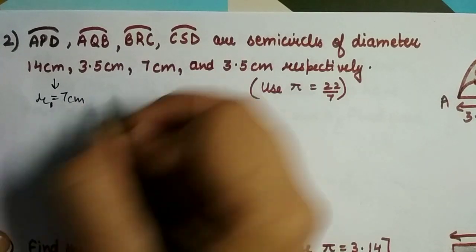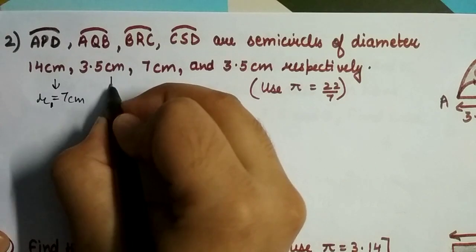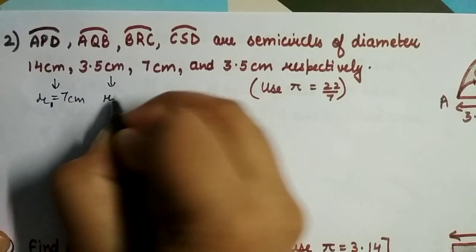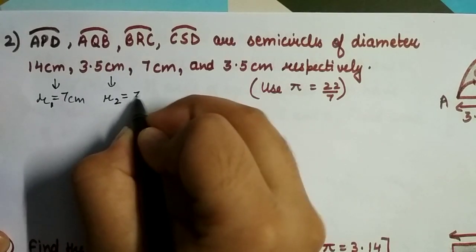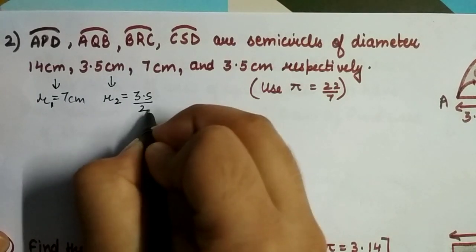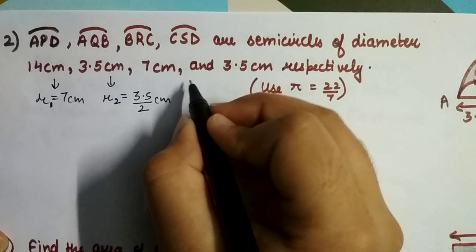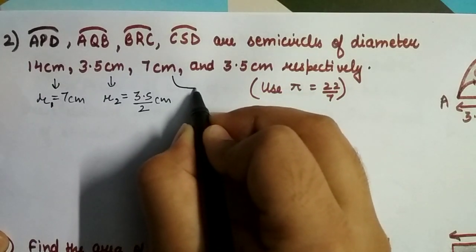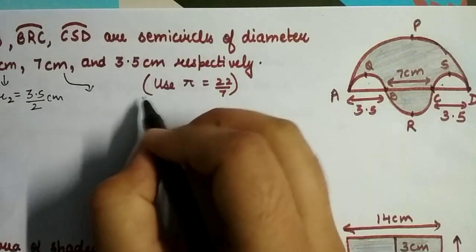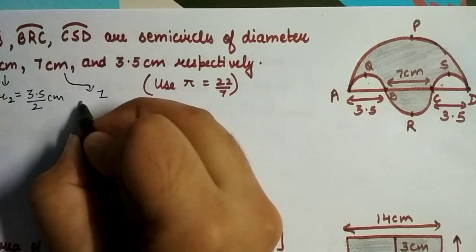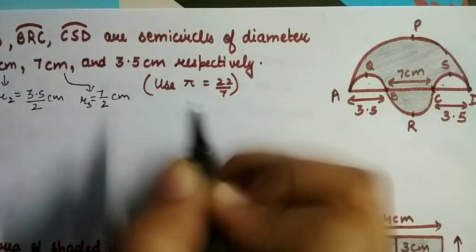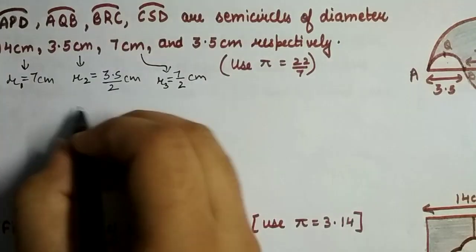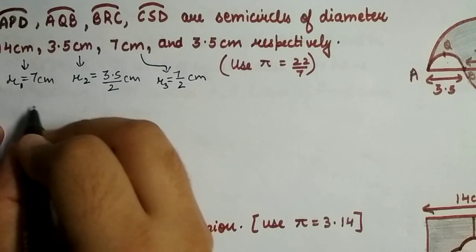Let it be R1. The radius of the small semicircles, let it be R2, will be 3.5 upon 2 centimeters, and the radius of semicircle BRC, let it be R3, will be 7 by 2 centimeter. Okay, now let us put the formula.